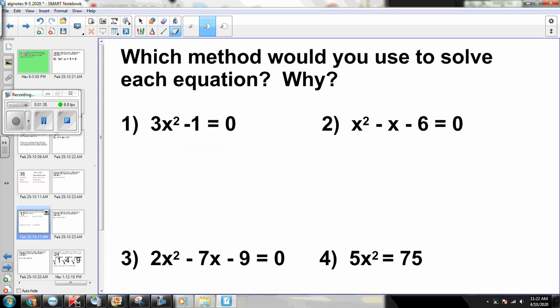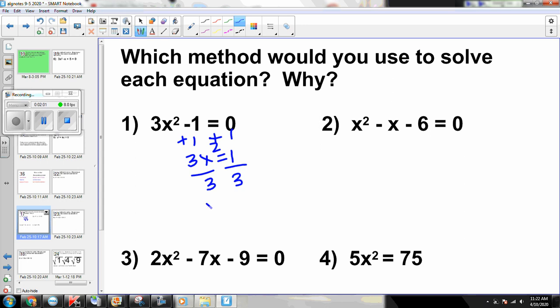So we're going to look at these 4 equations and we're going to decide which method we would use to solve these equations. If you look at number 1, there is no x term. It's just a 3x to the second. So I would use square roots. All you would have to do is isolate the x to the second by adding 1 and then dividing by 3 and then taking the square root of both sides. So then you would take the square root.